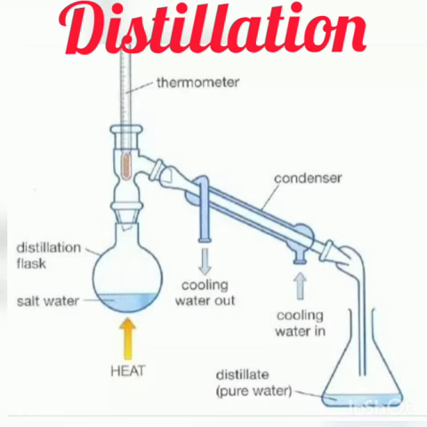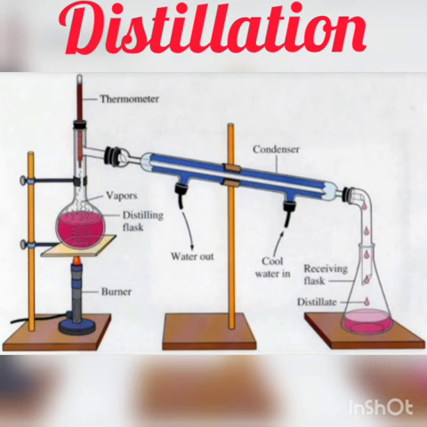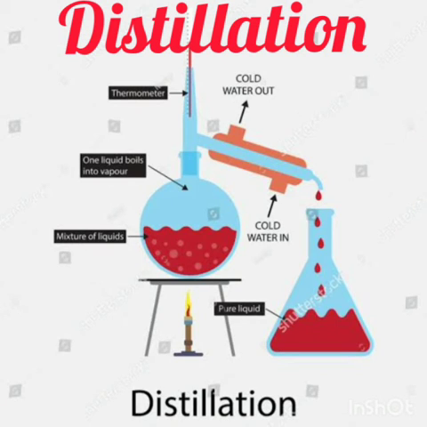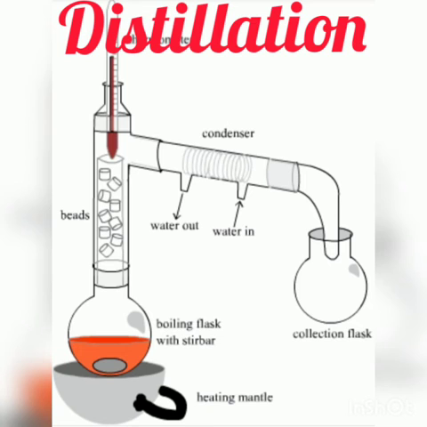Distillation. The process of changing an impure liquid into its vapor and then condensing the vapor to obtain pure liquid is called distillation. The water so obtained is called distilled water.